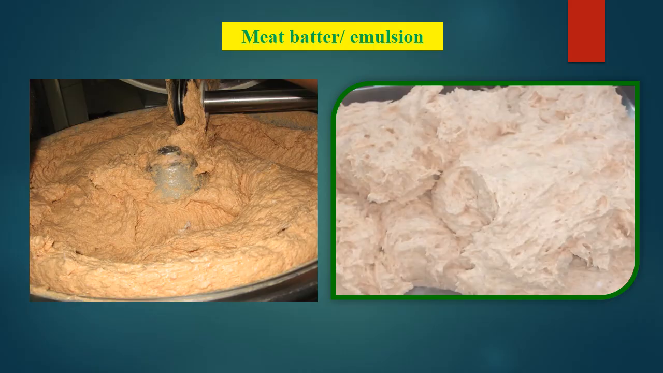So here we can see the final batter or the meat emulsion. This is obtained from the bowl chopper, which is a very fine cutting machine, so it makes a very smooth fine emulsion. Whereas we can make a coarse emulsion by using a mixer grinder or a home food processor, which will be a little coarse, but still it is enough to make small scale or household level meatballs.